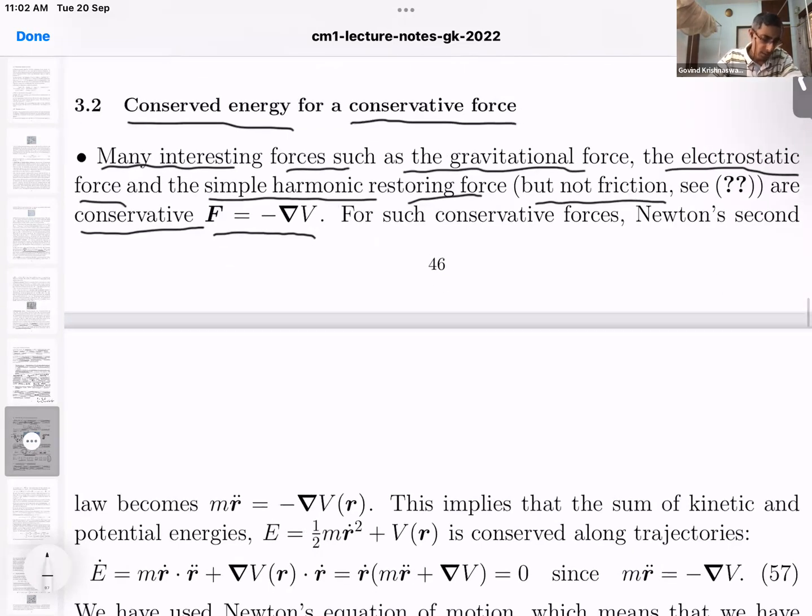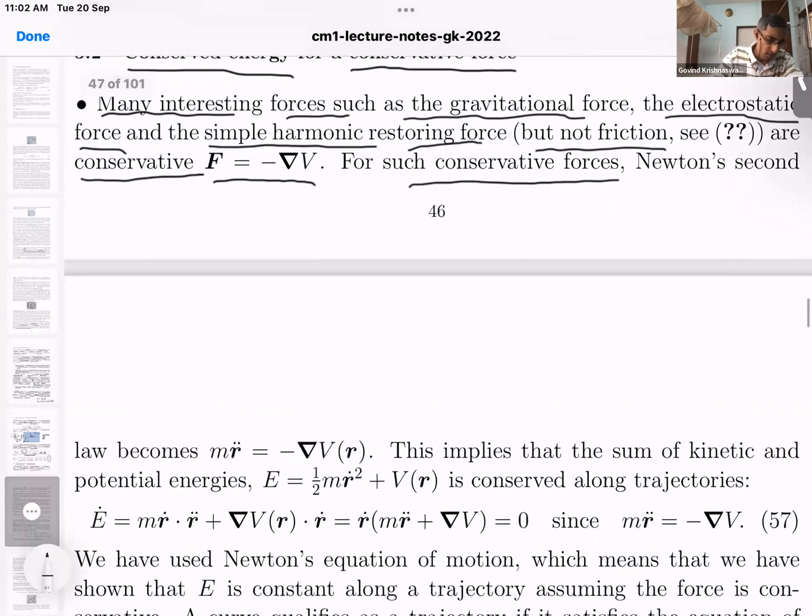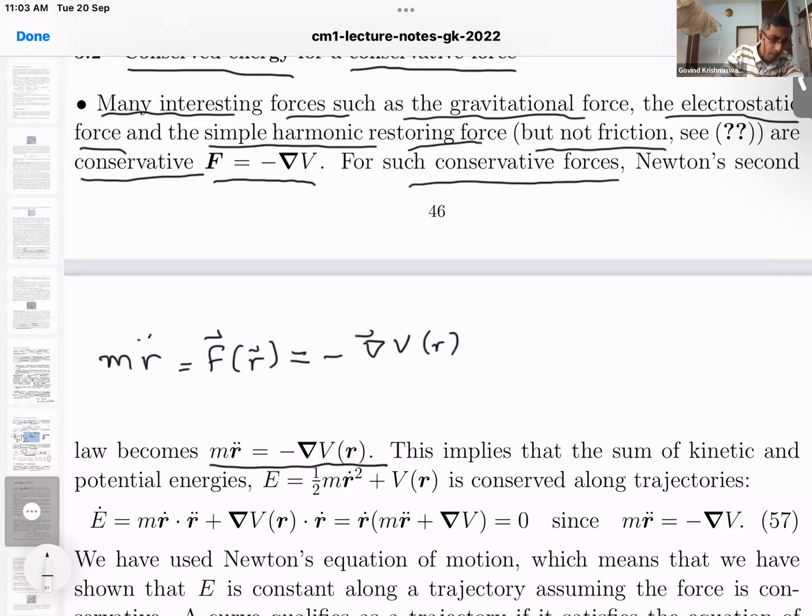For such conservative forces, Newton's second law can now be rewritten: m r double dot is equal to the force at location r, which is minus gradient of V of r. Sir, I had a question. If you take F to be minus gradient V, then you will see that the work done depends only on the endpoints. But is the converse true?